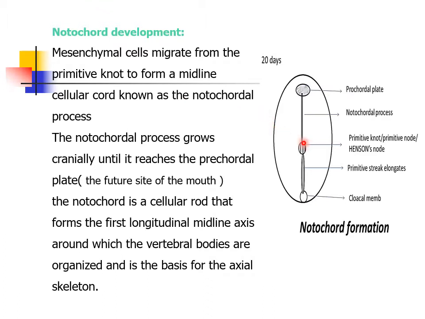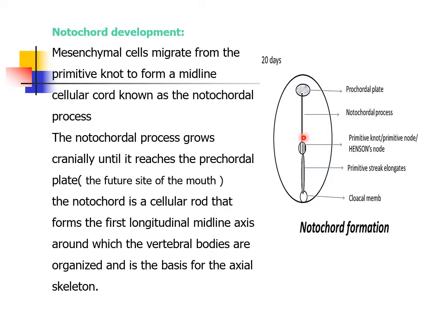As you can see in this diagram picture, this is the notochord process. Here is the primitive streak, which is situated on the epiblast, and here is the primitive node. Starting from this point, the migration of cells will go in this direction, cranially, until it reaches the prochordal plate, which represents the future mouth. This is the notochord process.